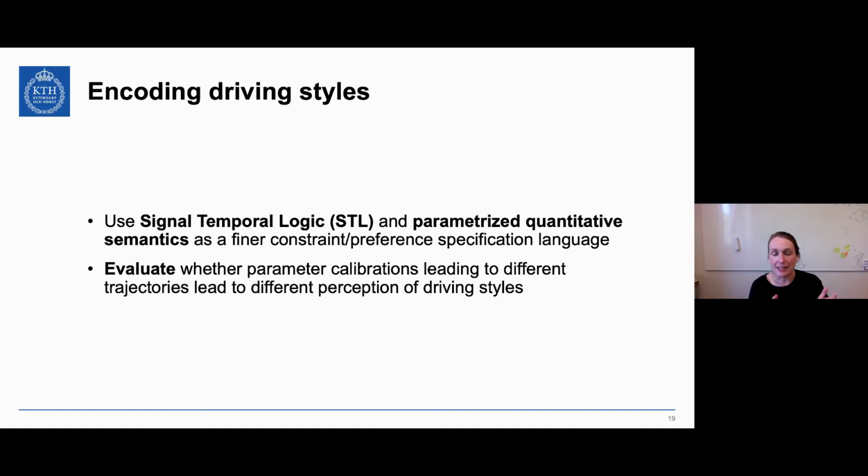So here, LTL is not enough anymore, because LTL is very discrete. It's a discrete sequence of actions, and we need to use signal temporal logic, STL, and some sort of parameterized quantitative semantics as the finer constraint and preference specification language. And then we also evaluated whether these parameter calibrations leading to different trajectories actually led to different perception of driving styles. The answer is, of course, yes.